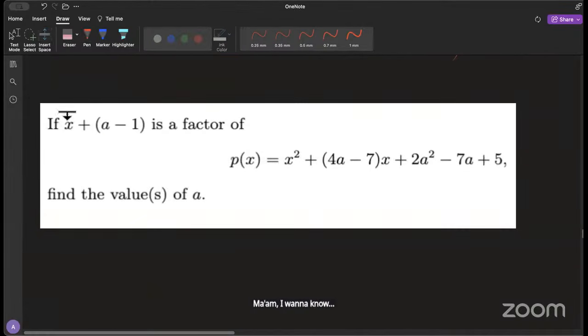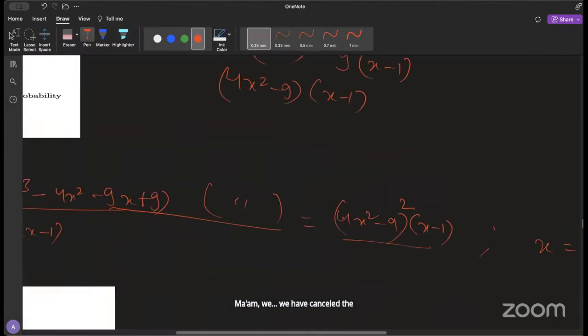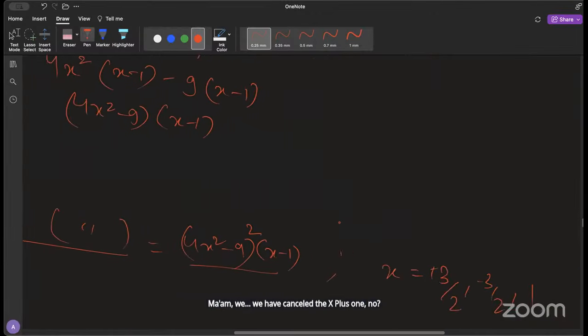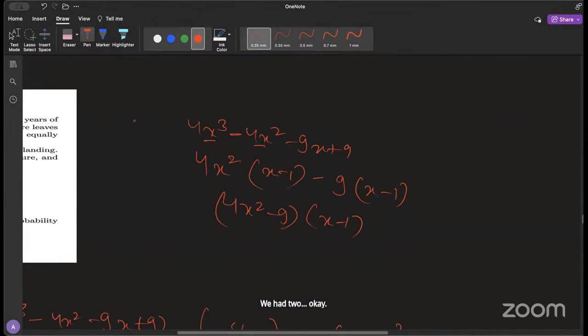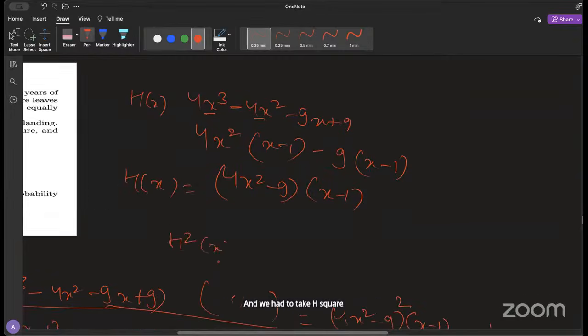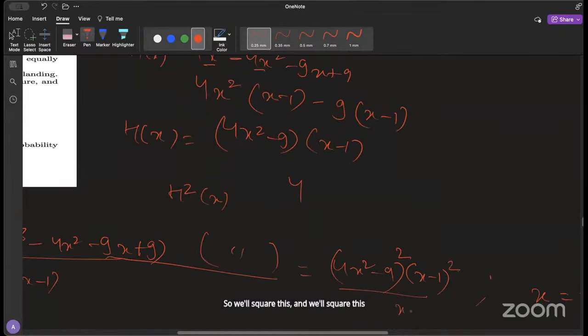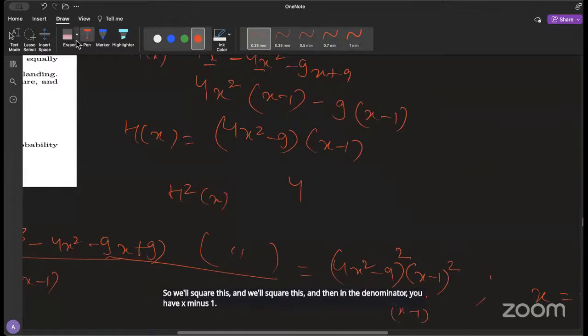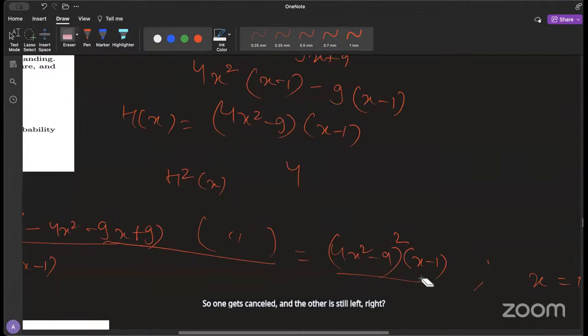Ma'am, the root can't be 1 as we have cancelled one factor, we have cancelled the x minus 1, no? We had two. When factorized, this is your polynomial hx. So when you factorize hx, you will get this, right? And we had to take h square x. That means we had to square this thing, right? So we'll square this and we'll square this. And then in the denominator, you have x minus 1. So one gets cancelled and the other is still left, right? One x minus 1 got cancelled, the other one is still left.